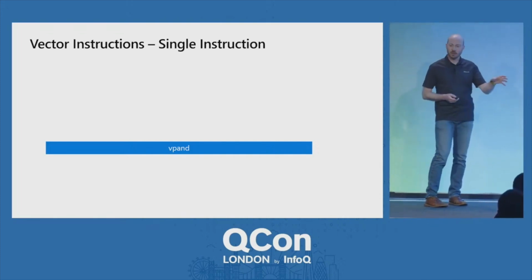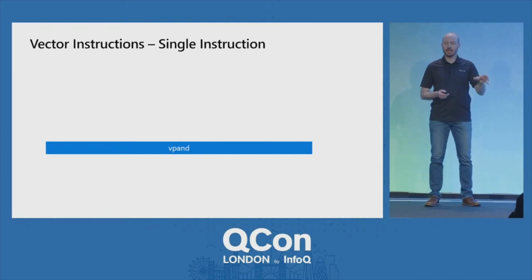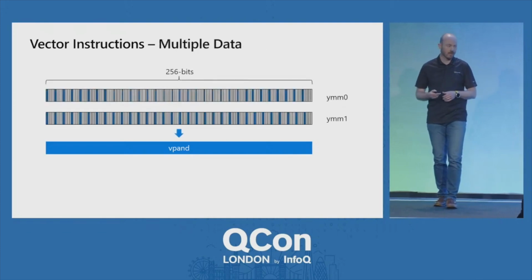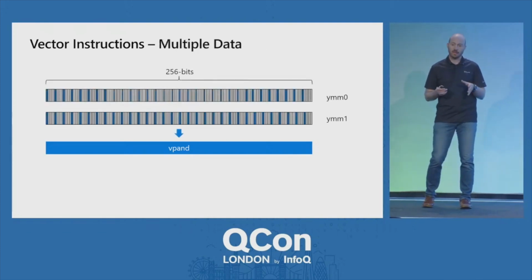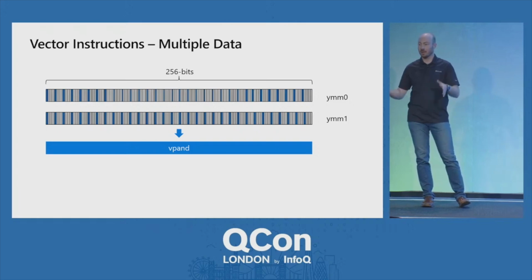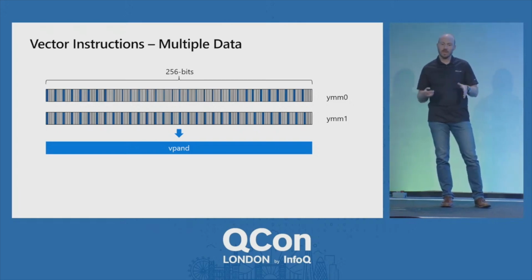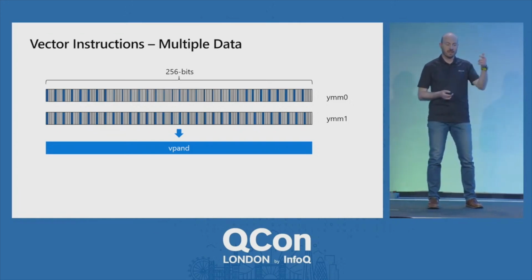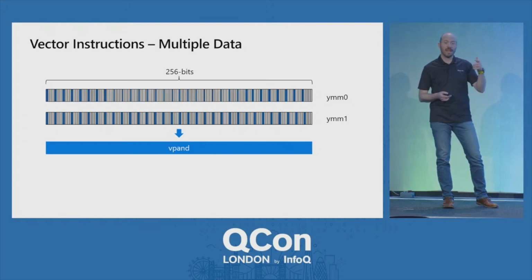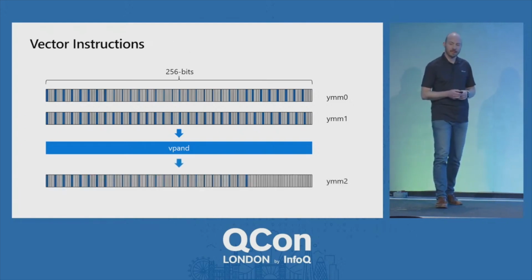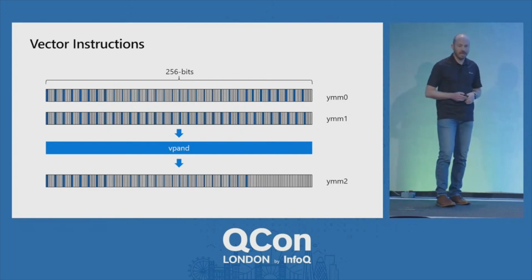Here's a vector instruction called VPAND. So this is a vector instruction that does a logical AND on multiple bits of data at the same time. In this case, it operates on vectors. And these vectors, in the case of AVX2, are 256 bits long. So we can pack 8 integers into each of those vectors, and we can do a logical AND for 8 different integers all at the same time with one instruction to get an answer. And again, we get the answer in a vector.